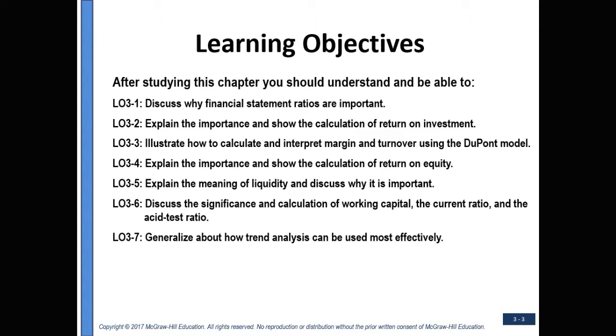So there are 7 general learning objectives to chapter 3's content. Why are financial statements or ratios important? What is the importance and how can we calculate a return on investment? How do we calculate and interpret margin and turnover using what's called the DuPont Model? What is the importance and the calculation of a return on equity?